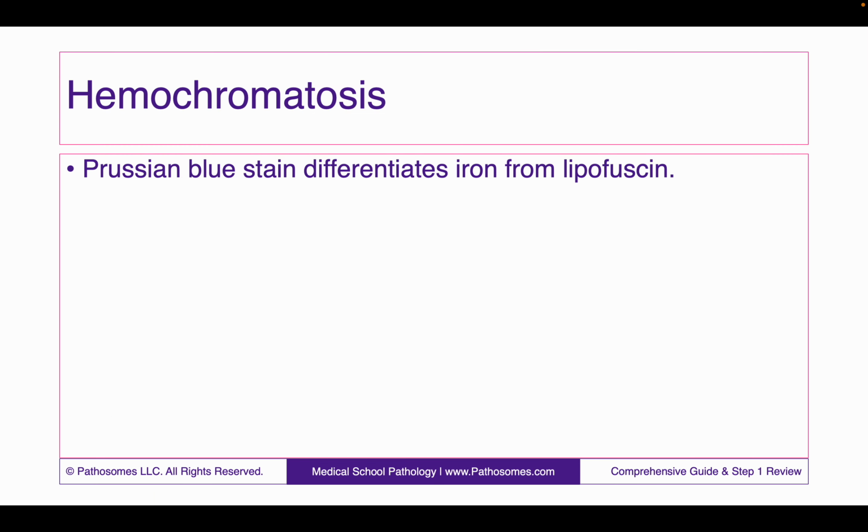And remember that the Prussian blue stain differentiates iron from lipofuscin. You'll likely be asked that. They like to trick you sometimes. But you won't be tricked because you know that Prussian blue stains iron and the lipofuscin just naturally is there and looks brown on H&E.